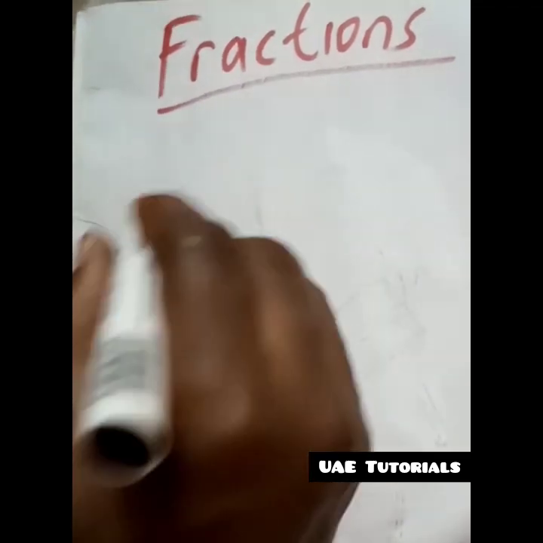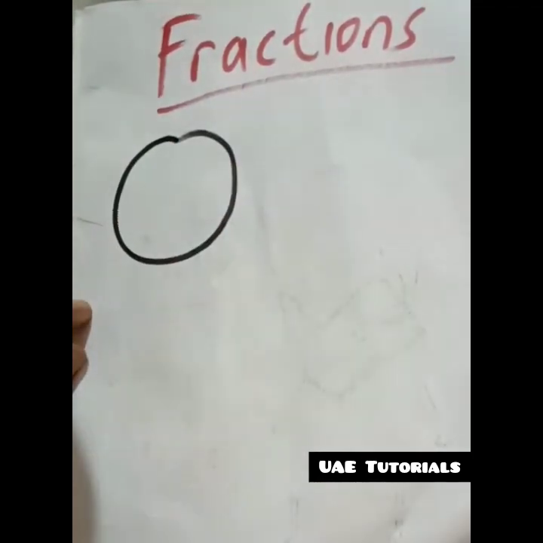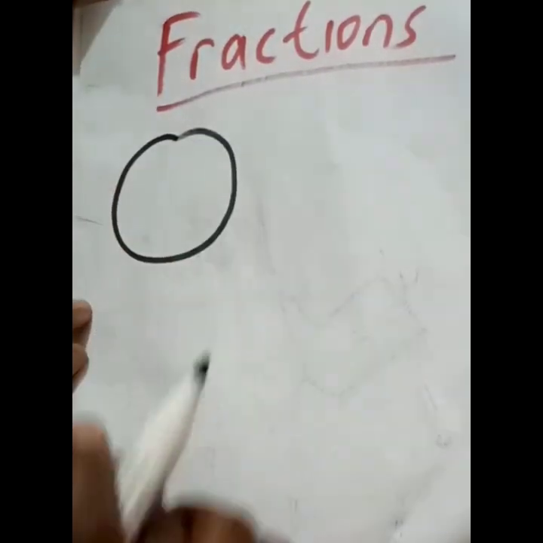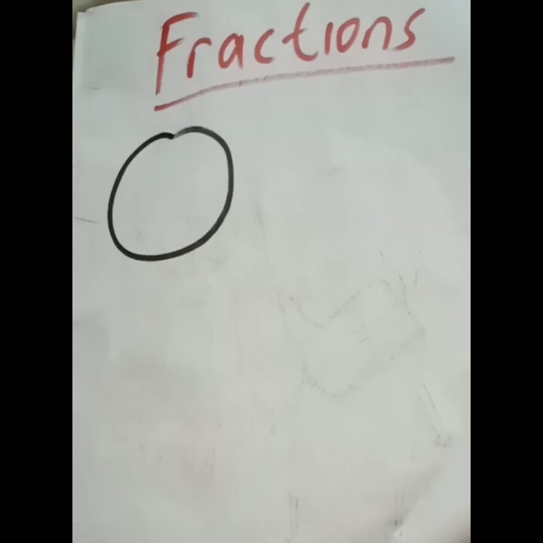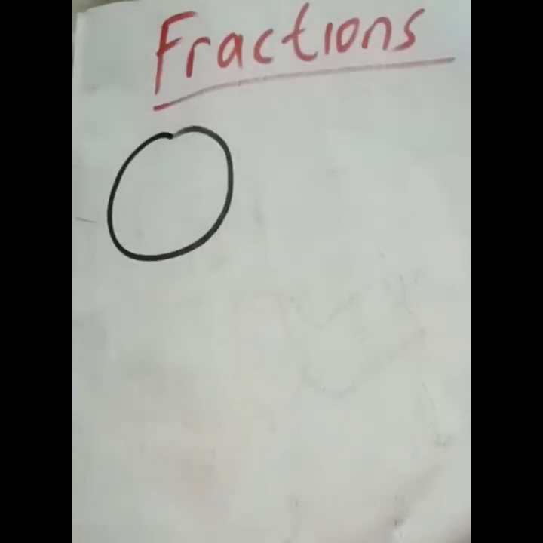Let's say I have... what shape is this? Circle. This is a circle, right? Let's assume that this circle represents an orange.